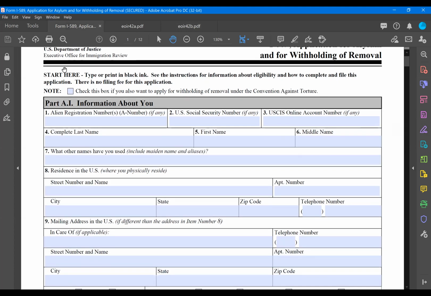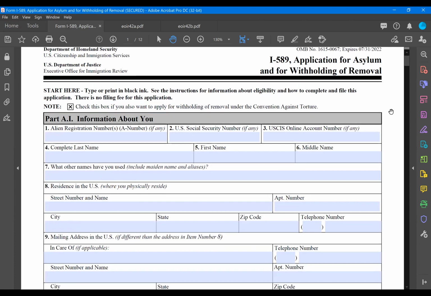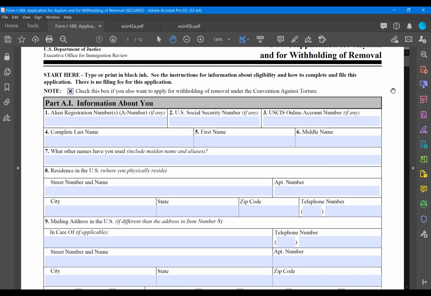So to start off here, this is easy to miss. You have to check this box at the top if you want to apply for withholding under the Convention Against Torture, which is an agreement that states that if somebody will more likely than not be tortured in their home country, the US cannot return them to that home country. Again, the attorney who gives you this assignment should tell you whether we're applying for CAT, Convention Against Torture, or not. If we are, we have to check this little box up here, and it's easy to miss, but remember that this is right here at the very top.